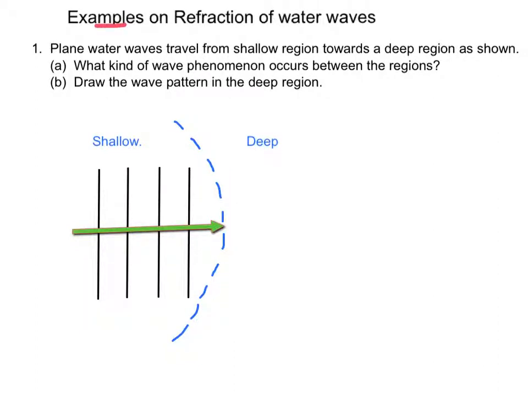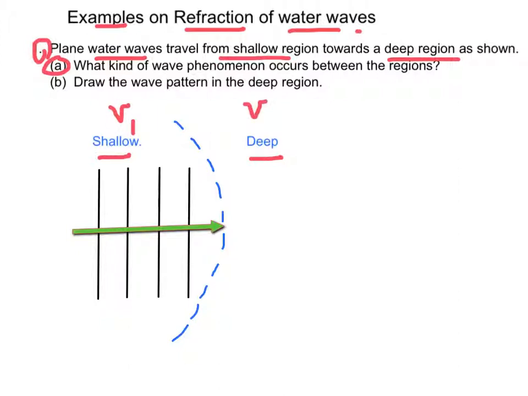Examples on refraction of water wave. Number 1, Part A. When the water wave travels from the shallow region towards the deep region, the speed of the water wave V1 changed into V2.